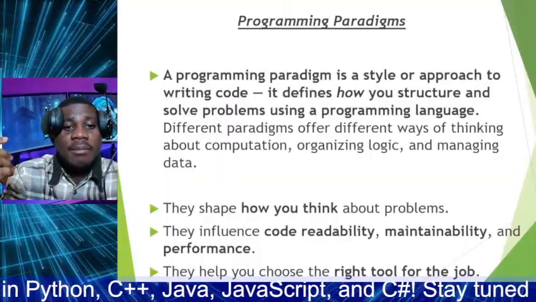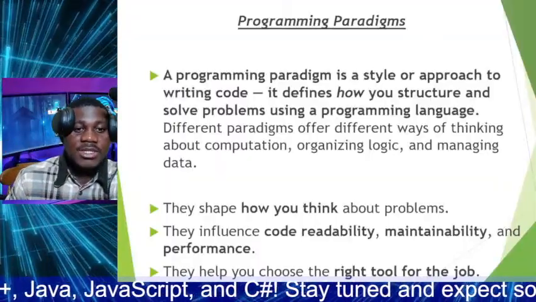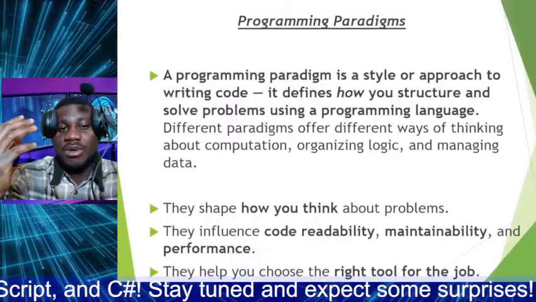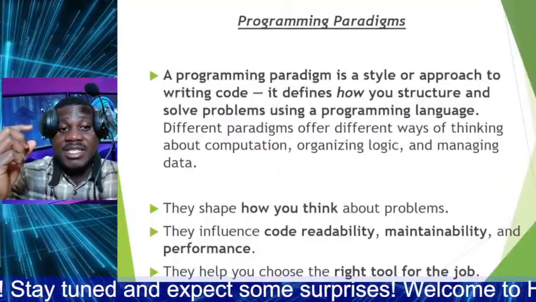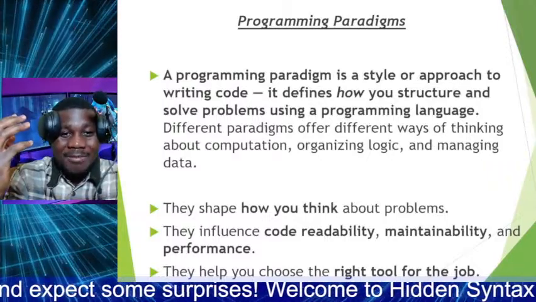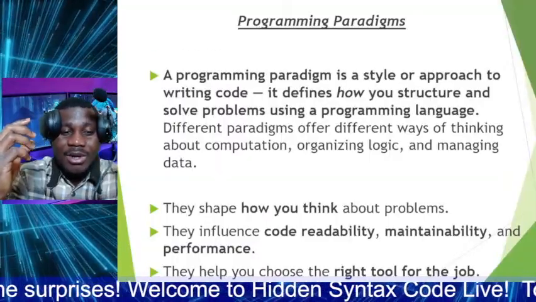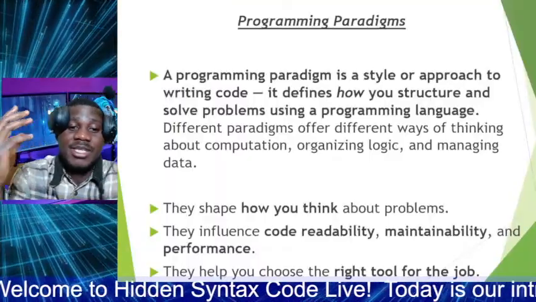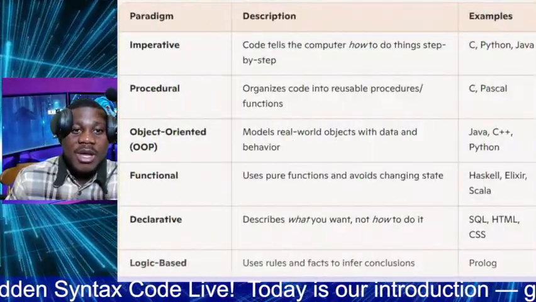Let's say something like object oriented programming, that is OOP. It shows how you can think, and it influences code maintainability and performance, you understand. So this is how programming paradigms are. Let's proceed.